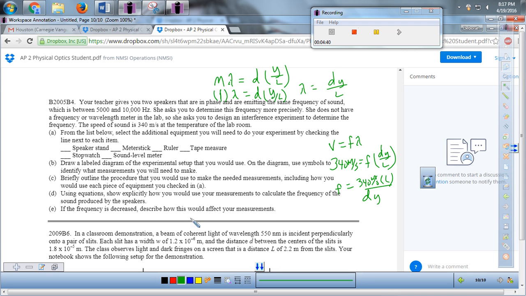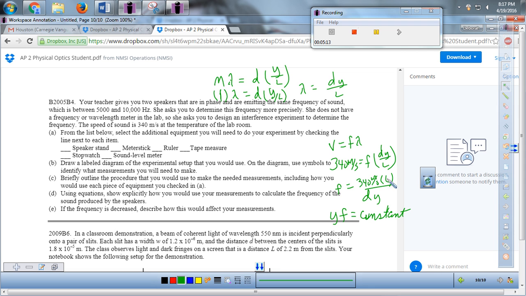Alright, so now it says for part E, if the frequency is decreased, explain how this would affect your measurement. So if you go back here and look at it, if my frequency is decreased, this stays the same and this stays the same, but that y is going to change. They are going to be inversely proportional. So what I'm trying to say is that y times f would equal all of this constant over here, because it's still the same speed of sound.